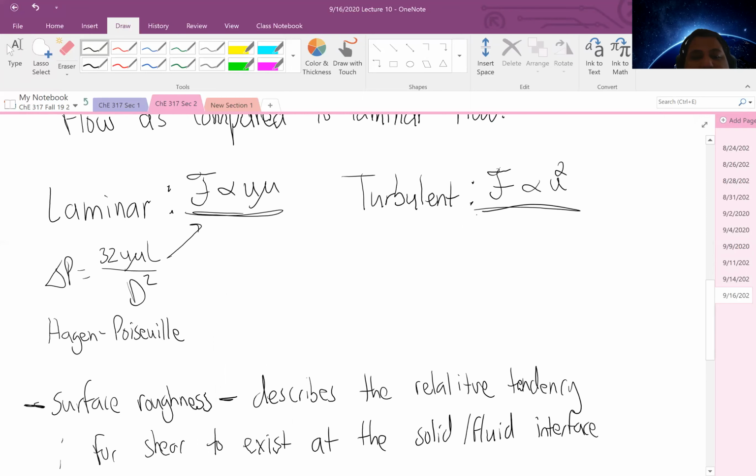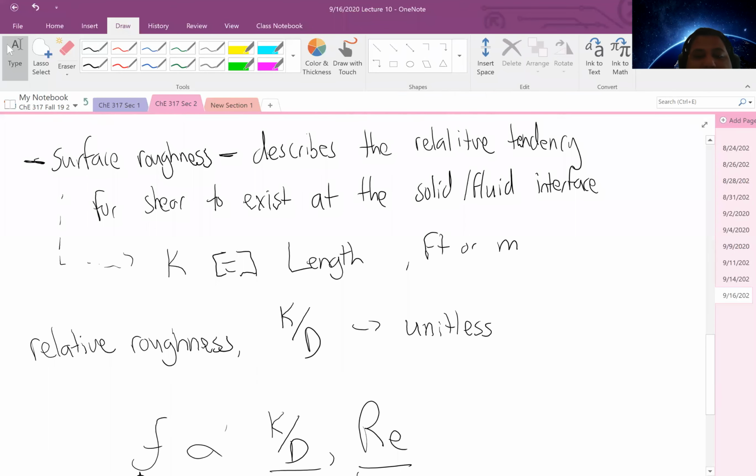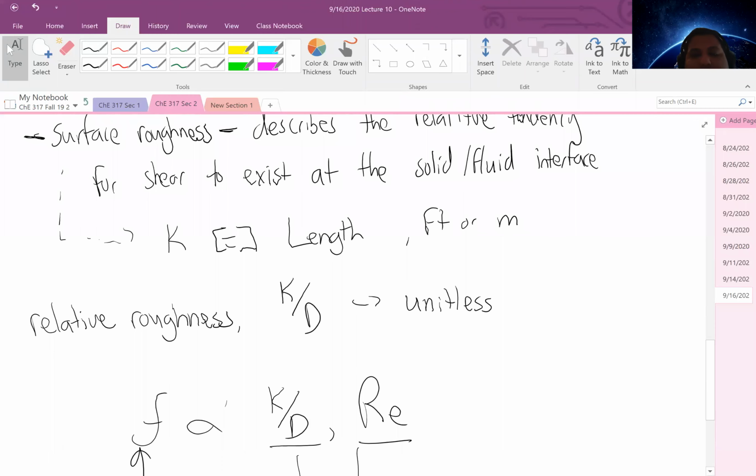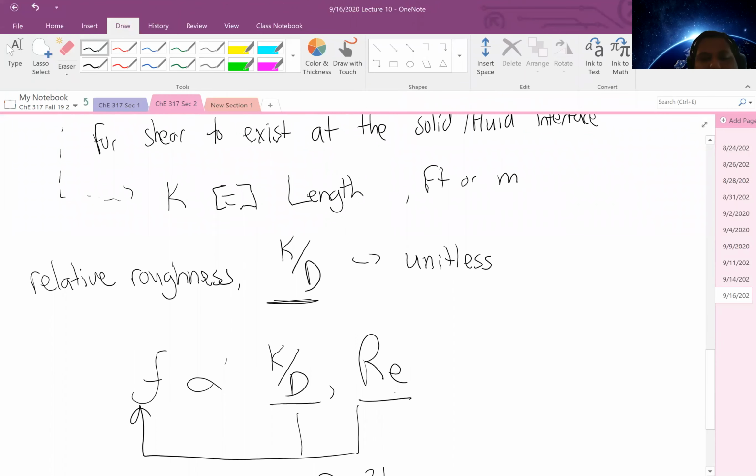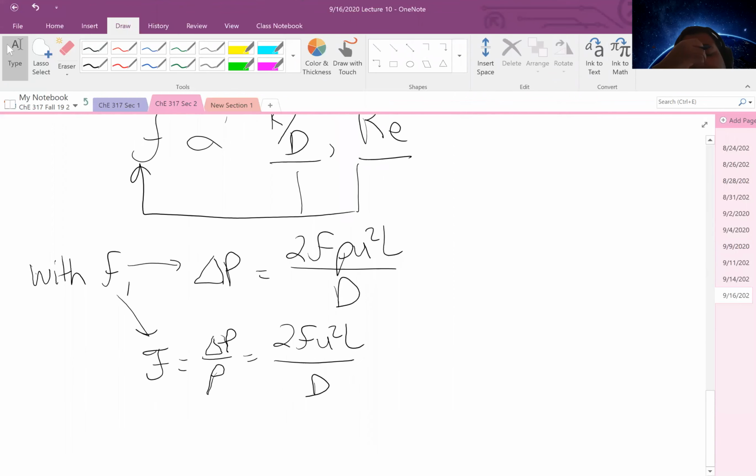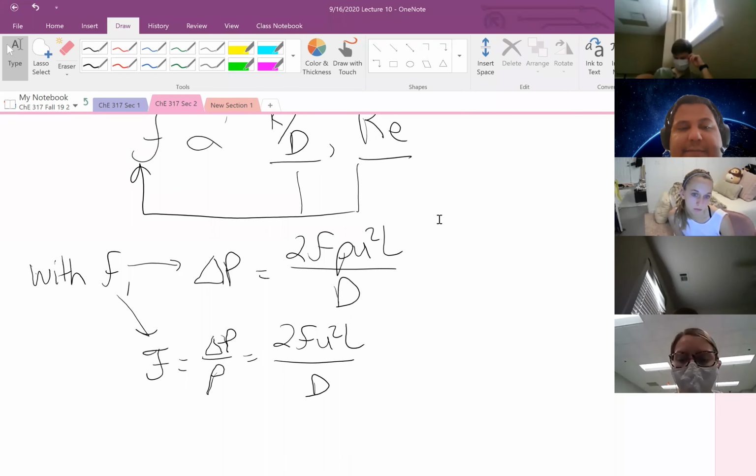When you're looking at laminar flow, you have a linear dependence on both fluid velocity and viscosity. In turbulent flow, the dependence on viscosity falls away, and you're looking more at a dependence on the square of the velocity. And so when we define friction in turbulent flow, we rely on a relative roughness value as well as our Reynolds number, using a friction chart to find our friction factor, which can then be used to calculate both pressure drop and friction. So any confusion, any points that I can clarify?